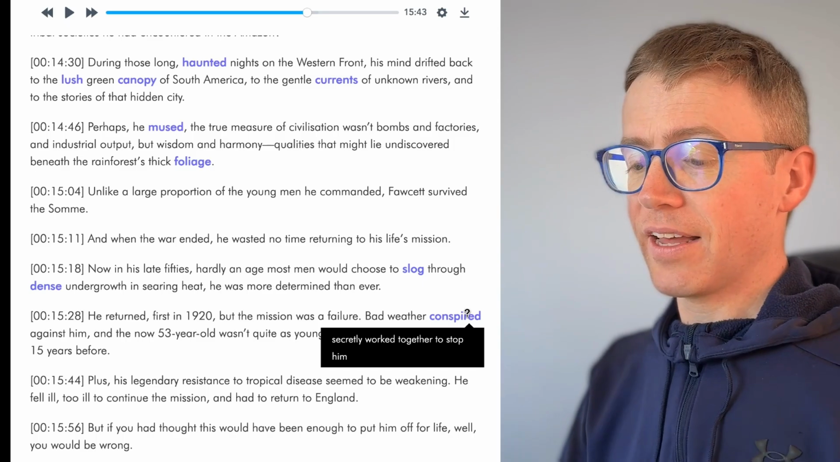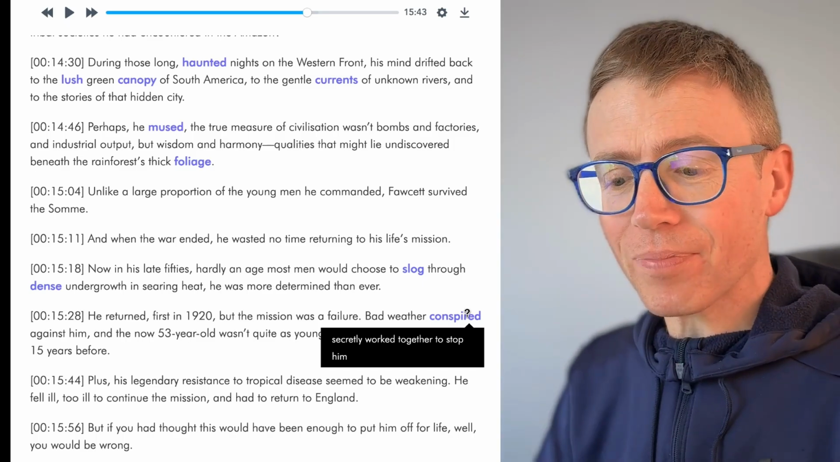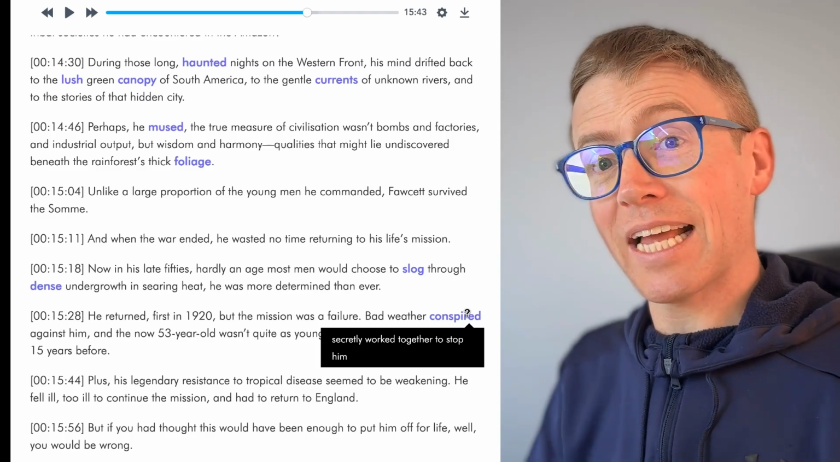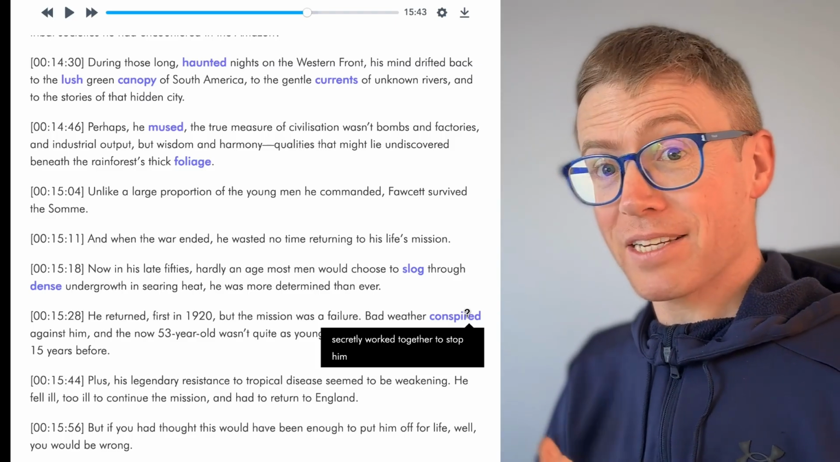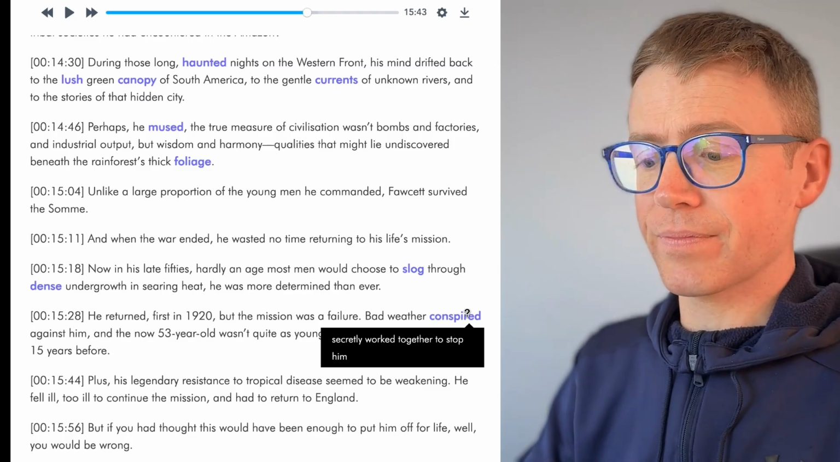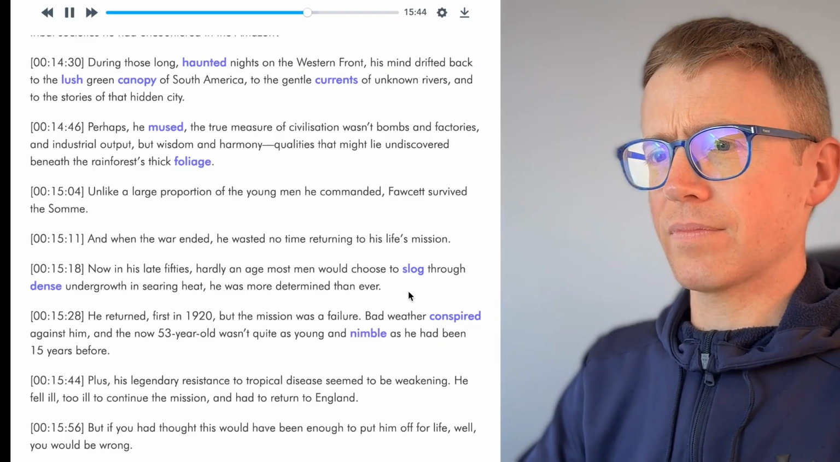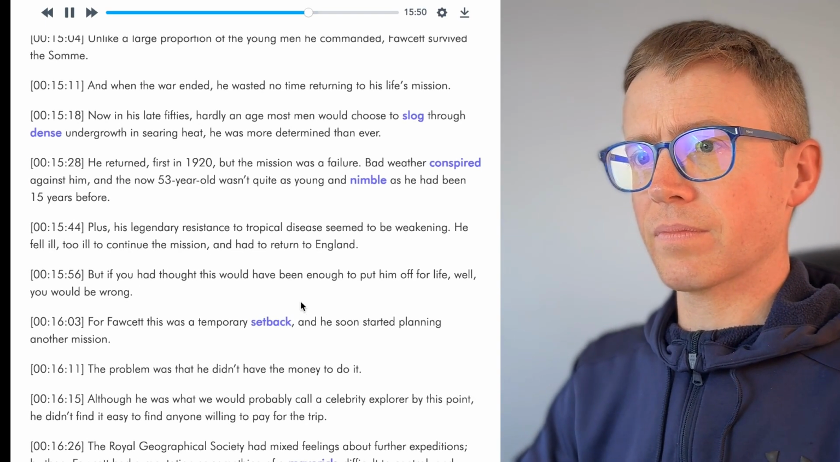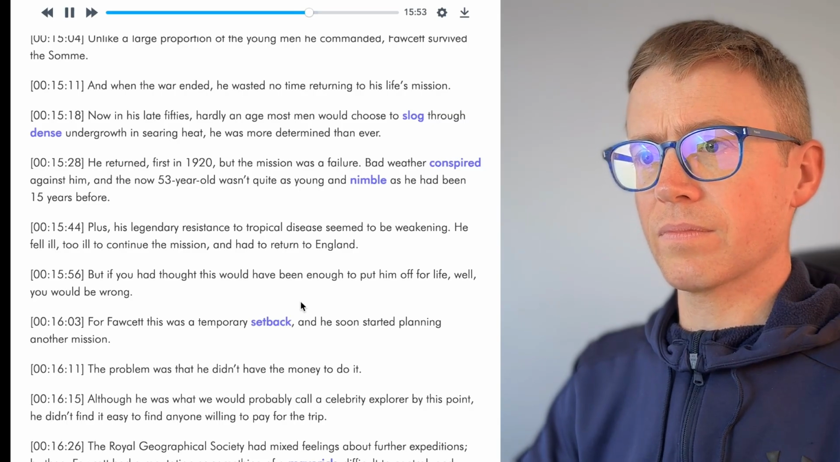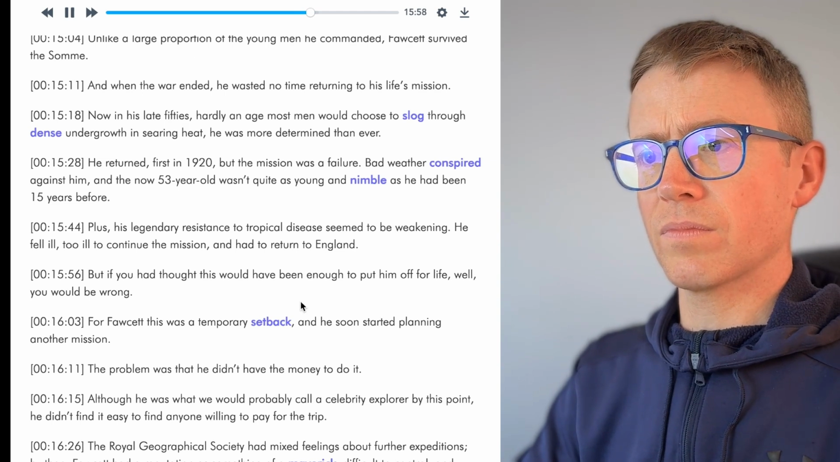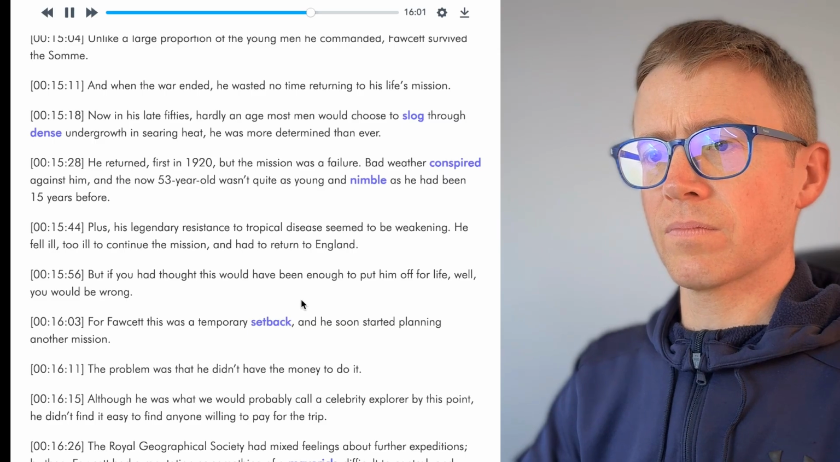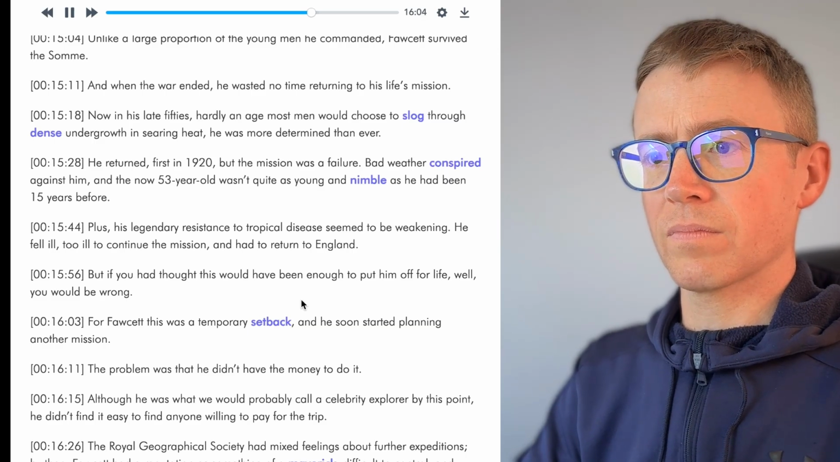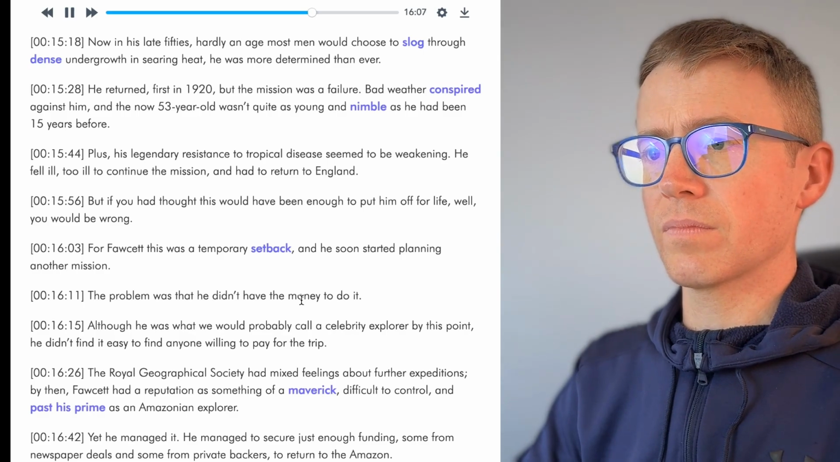This is not suggesting that there are some great forces, some kind of great divine forces that were working against him, just that the weather was bad and it made his life difficult. Plus, his legendary resistance to tropical disease seemed to be weakening. He fell ill, too ill to continue the mission, and had to return to England. But if you had thought this would have been enough to put him off for life, well, you would be wrong. For Fawcett, this was a temporary setback, and he soon started planning another mission.